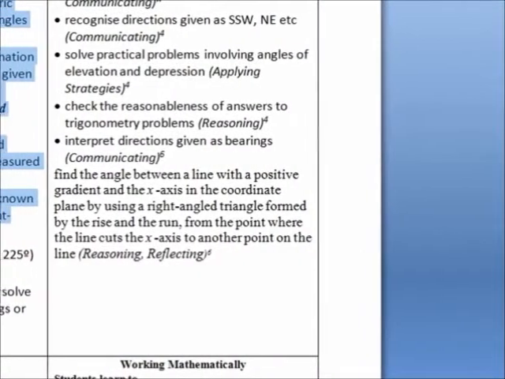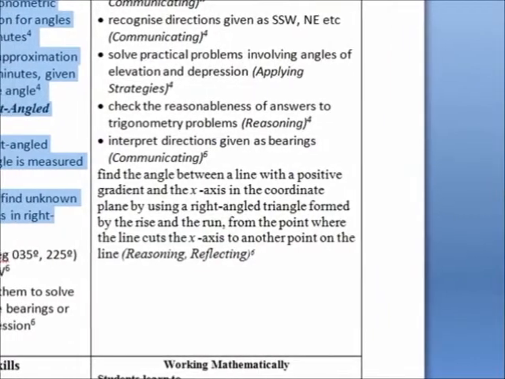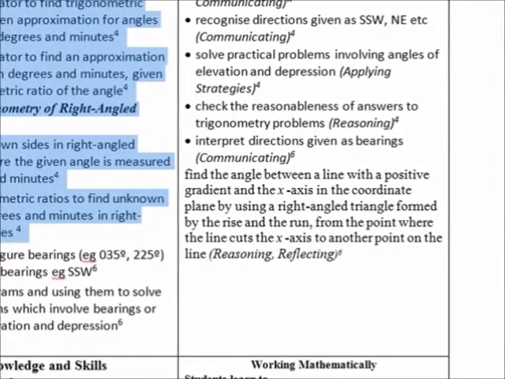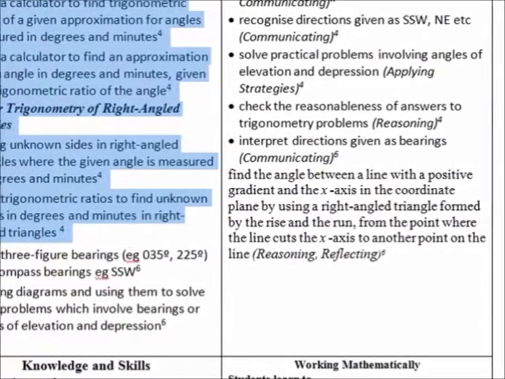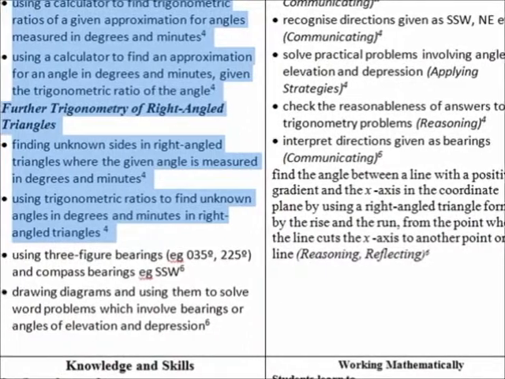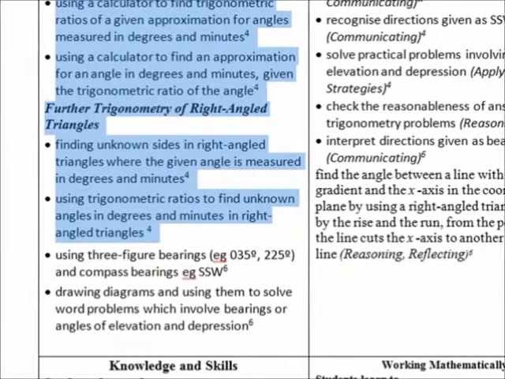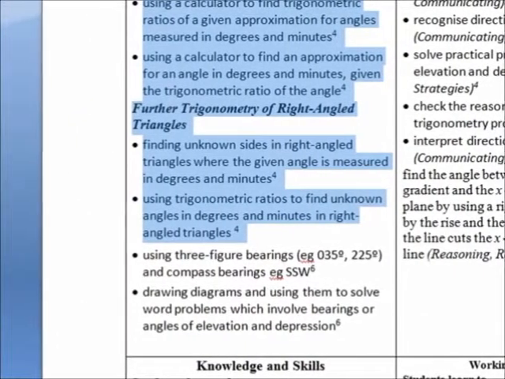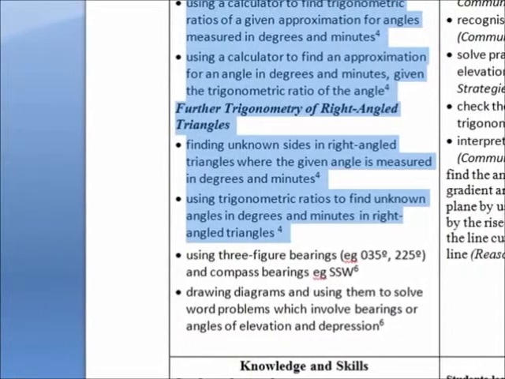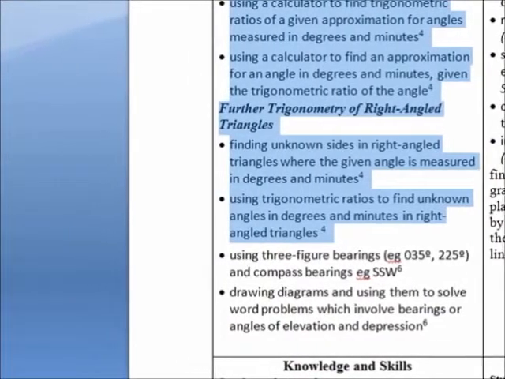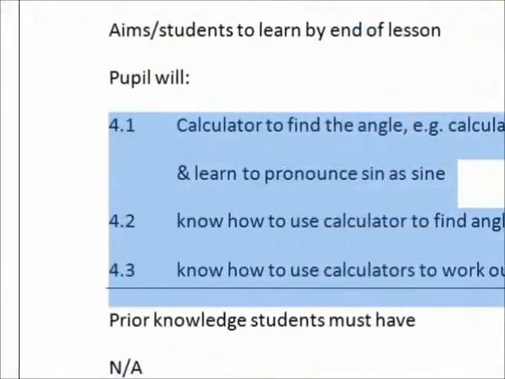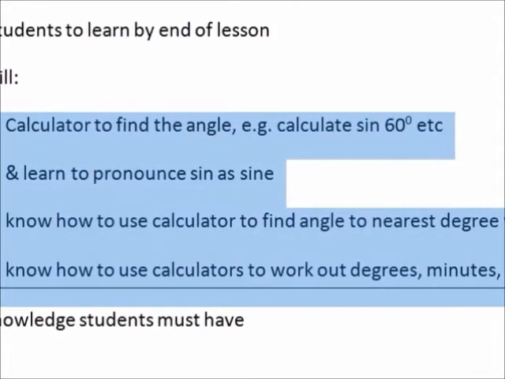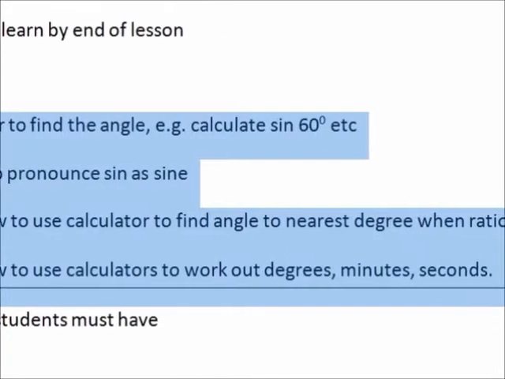So basically the students have to learn how to use a calculator to calculate those degrees and minutes given the ratio of the sides. They have to be able to find an unknown side of a right angled triangle. Given that the angle is measured in degrees and minutes, they have to go back from there using the calculator or any other method. And they need to use the trig ratios to find unknown angles in degrees and minutes in right angled triangles. So basically my lesson 4 takes care of all of that. It's quite a bit of work here, so we'll just go through it.